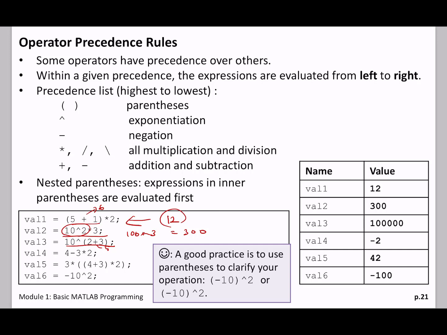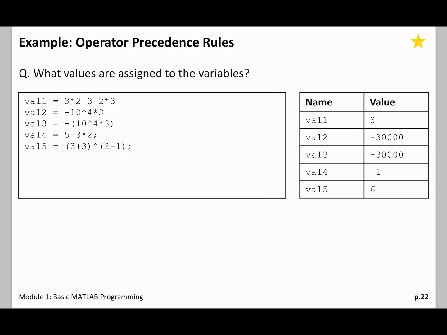Okay. What about this one? If you see this one, negation, exponentiation. Exponentiation is evaluated first, so this becomes a minus 100. Okay. Here's a very simple example. You can easily compute this one. But what about this one? 6 to the power of 1 becomes a 6. Okay. That's easy, right? Okay.